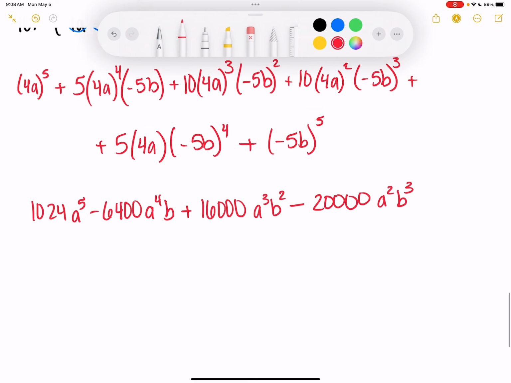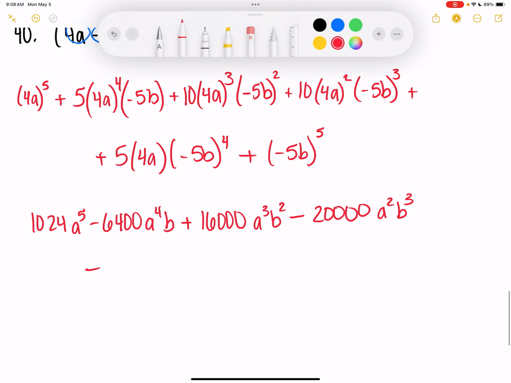Next term is going to be plus. I'm going to have to go down here because these are some big numbers. This is going to be 5 raised to the fourth times 20, which is 12,500 a b to the fourth. And finally, it's going to be a minus. 5 raised to the fifth is 3,125, and then b to the fifth. So that is the expansion of that.